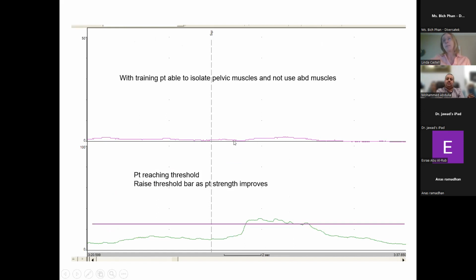So this patient here, they're barely using their abdominal muscles. So I would give them really good feedback here. I'd say, great, you're not using your belly muscles, perfect. And then now the patient's squeezing. They're able to meet that threshold and they're able to hold it now for the 10 seconds. So this is the response that we kind of want.